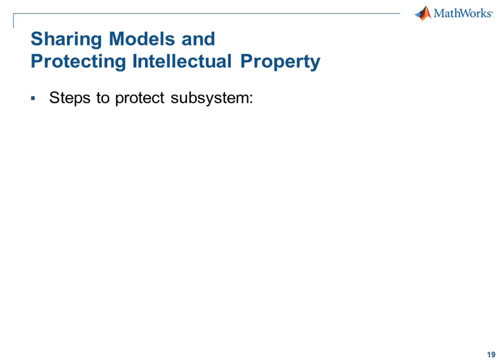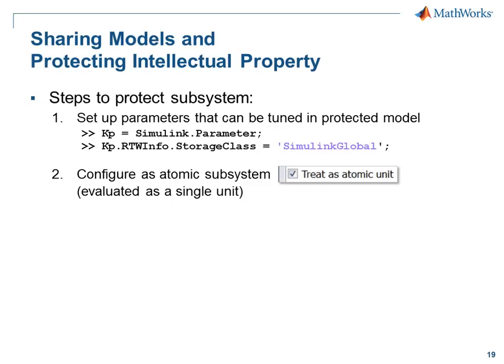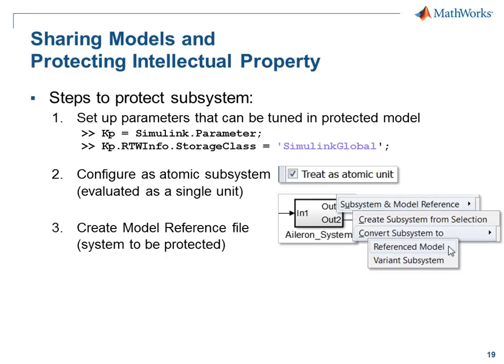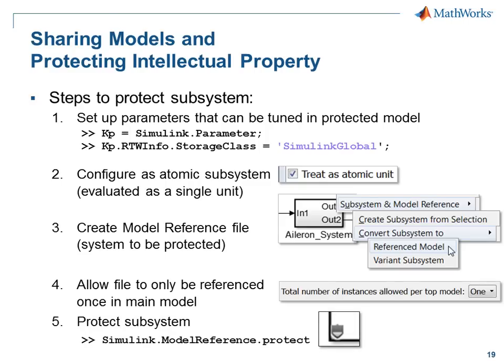Here are the steps that we'll need to do. First, we'll need to set up the parameters that can be tuned in the protected model. Next, we'll need to configure it as an atomic subsystem so that it is evaluated as a single unit. We'll then create the model reference file, and then we'll configure it so that only one copy can be referenced in the main model. Finally, we'll protect the subsystem using this command. I'll now switch over to the model so you can see how this is done.